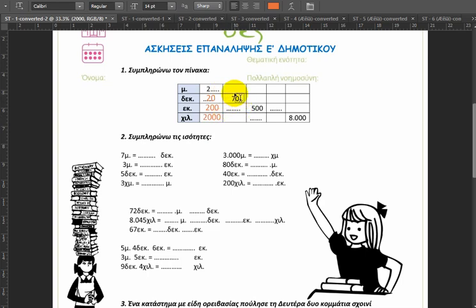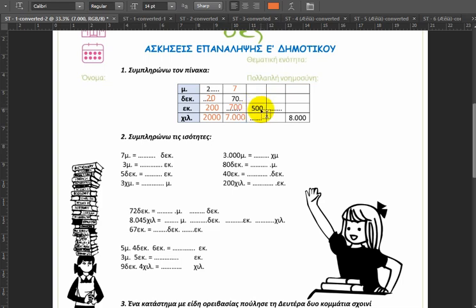Then we have 70 decimeters, which is 7 meters because it's 70 divided by 10. Then we have it in centimeters being 700 because it's 70 times 10, which makes 700. And then we have 7,000 because it's 70 times 100 because we're going 2 steps down.